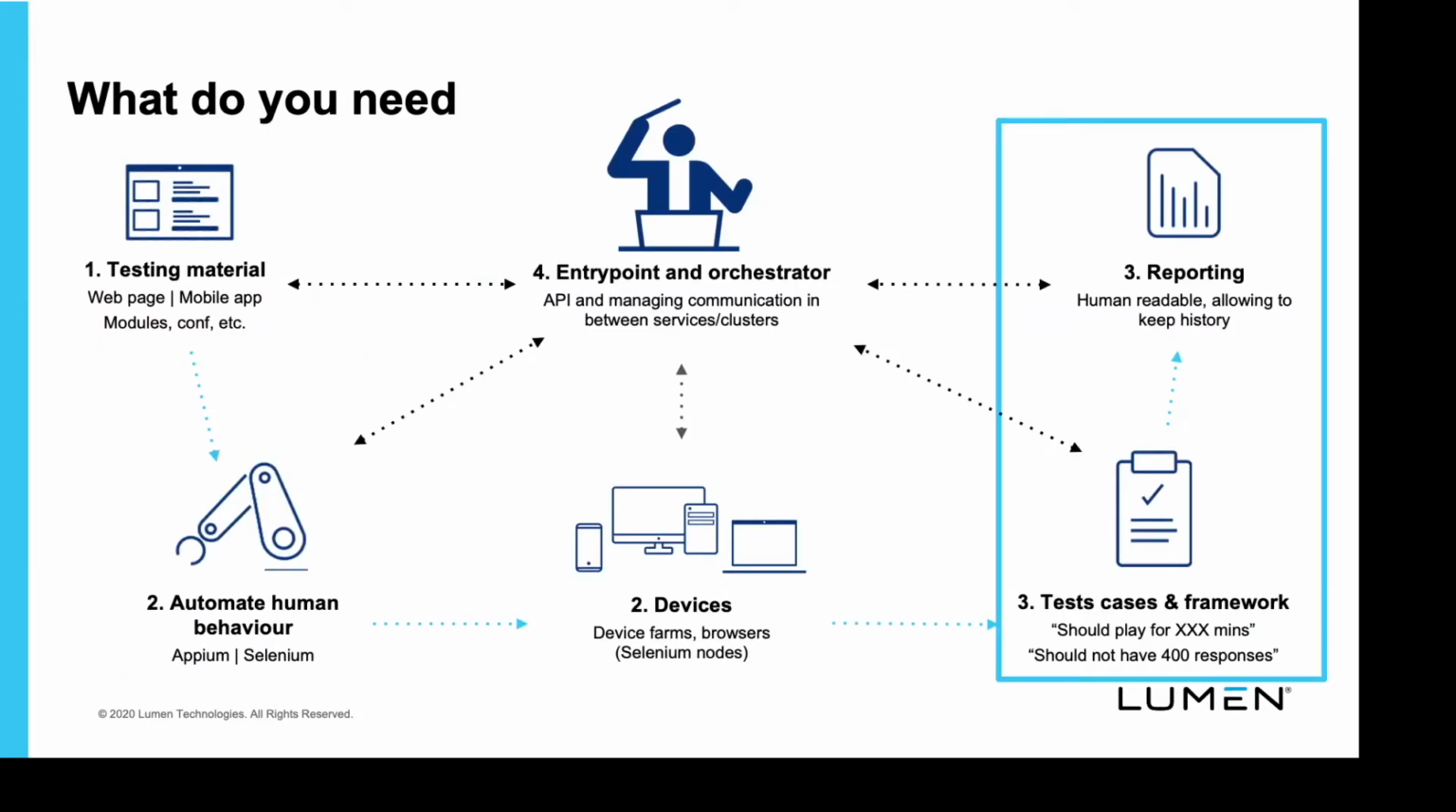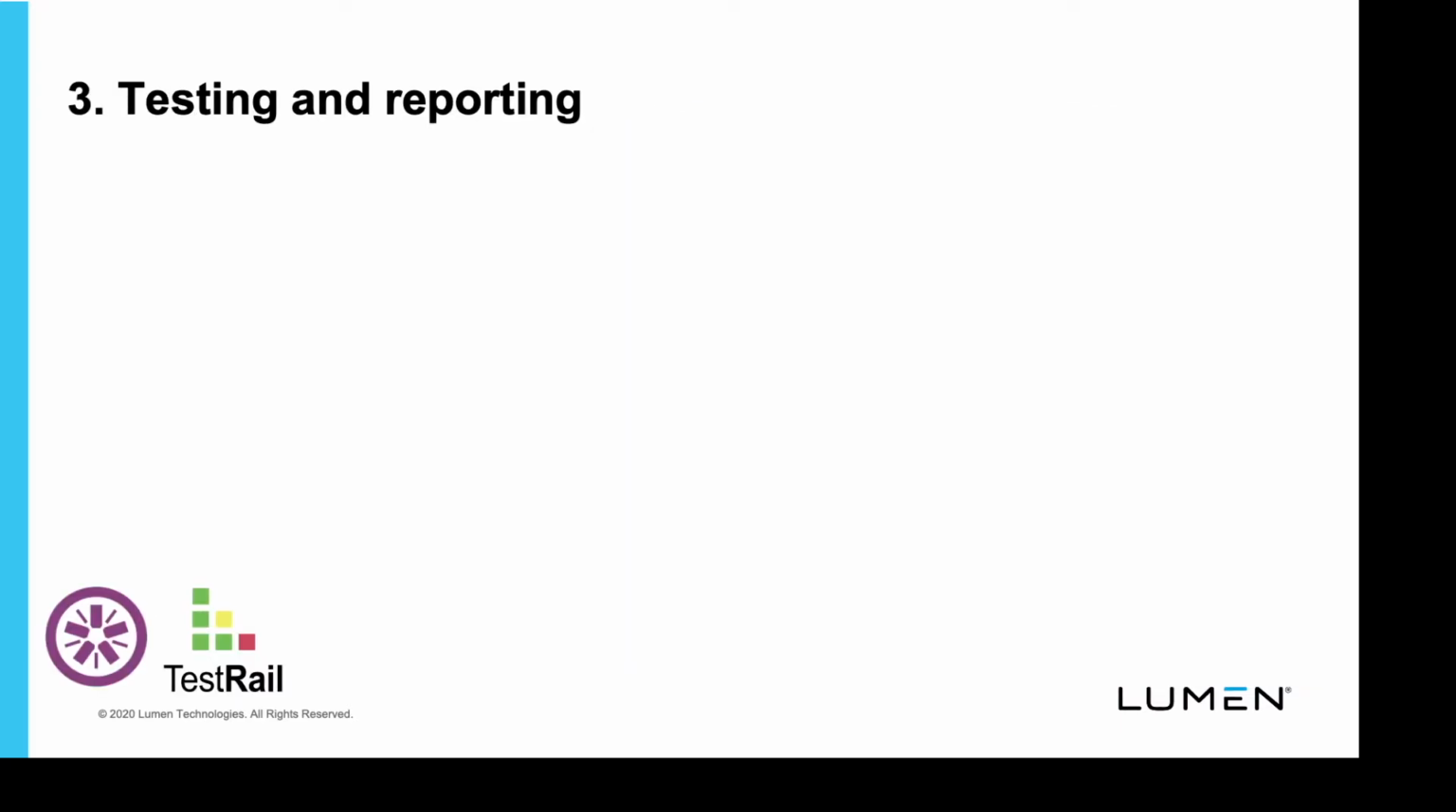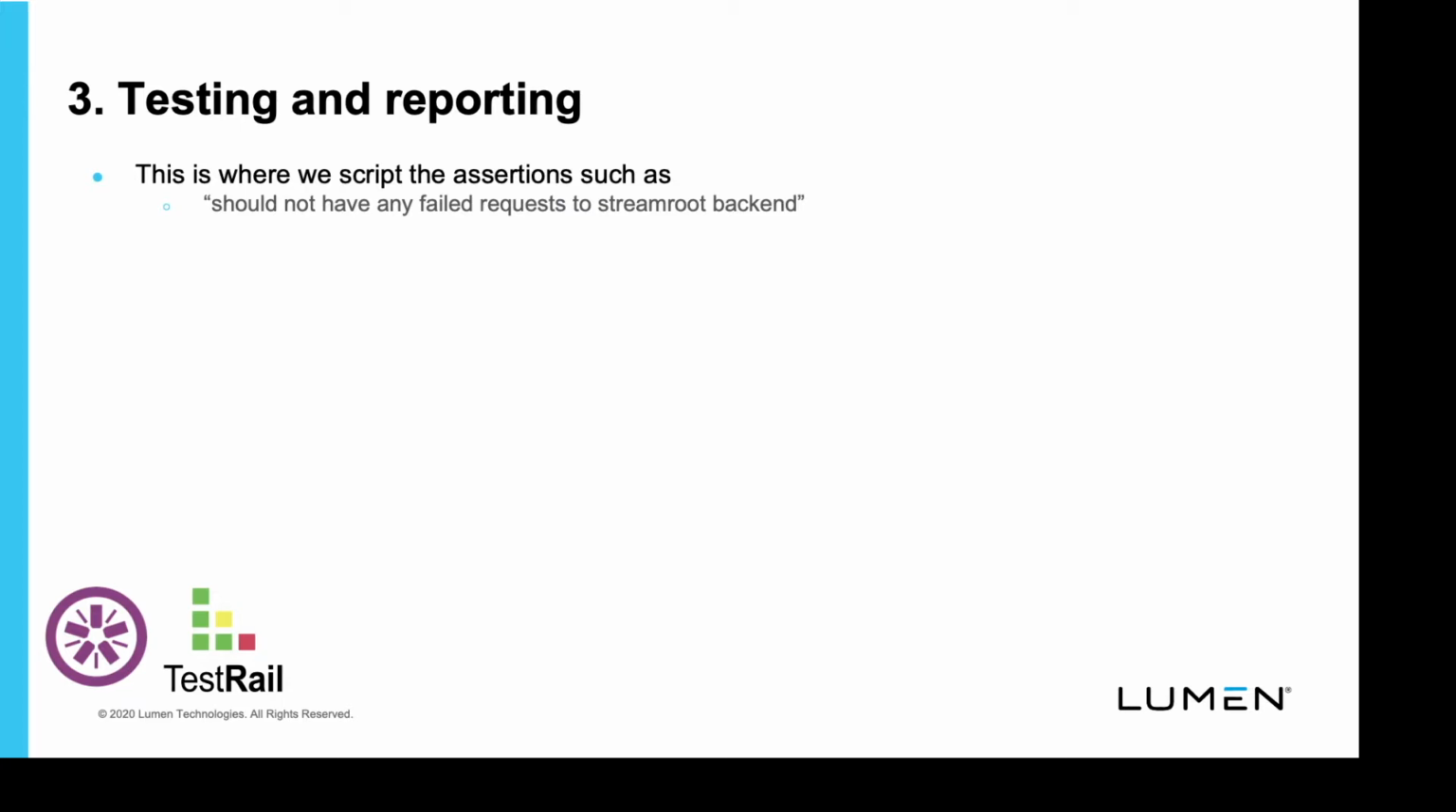So the third thing you'll need is a way to actually do the tests and to do some reporting, of course. So this is where we are going to script all the assertions, such as you should not have any failed request, or you should be able to play, pause, and seek. You should be having some CDN download. You should be able to make a range request.